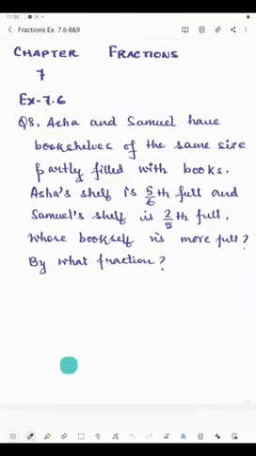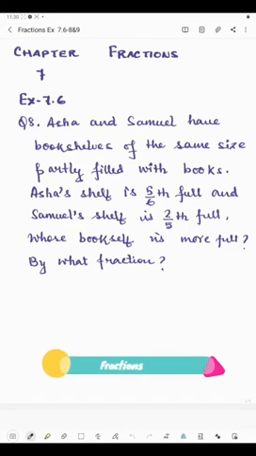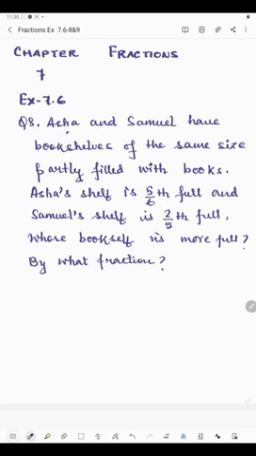Students, now I'm going to start question number 8 of exercise 7.6. Question number 8 says Asha and Samuel have bookshelves of the same size partly filled with books. Asha's shelf is 5 by 6 full and Samuel's shelf is 2 by 5 full. Whose bookshelf is more full and by what fraction?